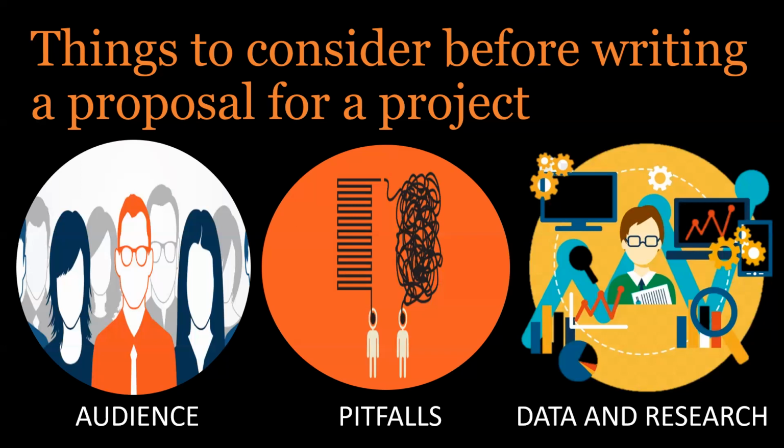Okay, now we move on to the third thing that we need to consider before we write a proposal, which is the data and research. You need facts, you need figures, you need graphs and charts to substantiate your proposal and justify the project's existence. Research past projects, both successful and unsuccessful, because you'll need as much hard data, evidence, and examples as you can provide to craft a convincing proposal.